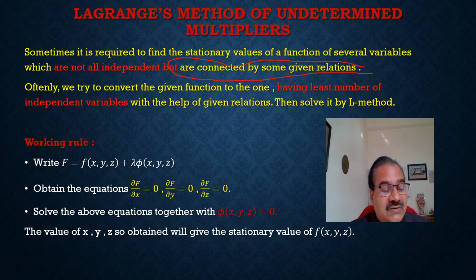And what is the working rule? Step by step, we will learn. First of all, we have to re-express the function f as f(x,y,z) plus lambda times phi(x,y,z). Obtain the equations del f by del x, del f by del y, and del f by del z, the partial derivatives with respect to x, y, and z. Solve the above equations together with phi(x,y,z) equal to 0. The values of x, y, z so obtained will give the stationary value of f(x,y,z).